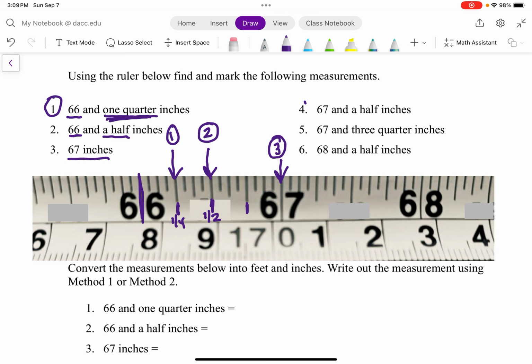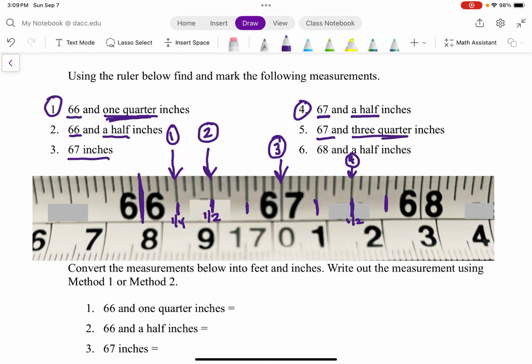Okay, now let's look at number 4. So 67 1/2. So again, let's mark the long lines in between the 67 and 68. So we've got the first, the second one, and the third one. So 67.5 would be what? It would be that second one. So 67.5, number 4.